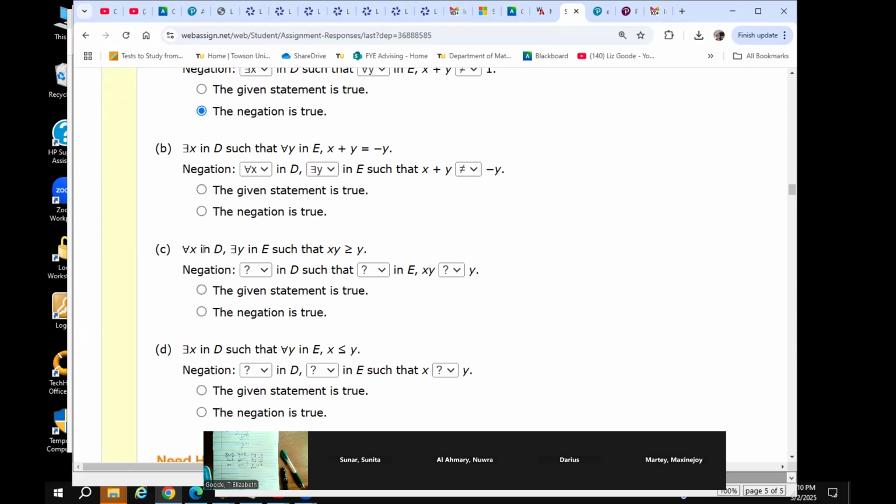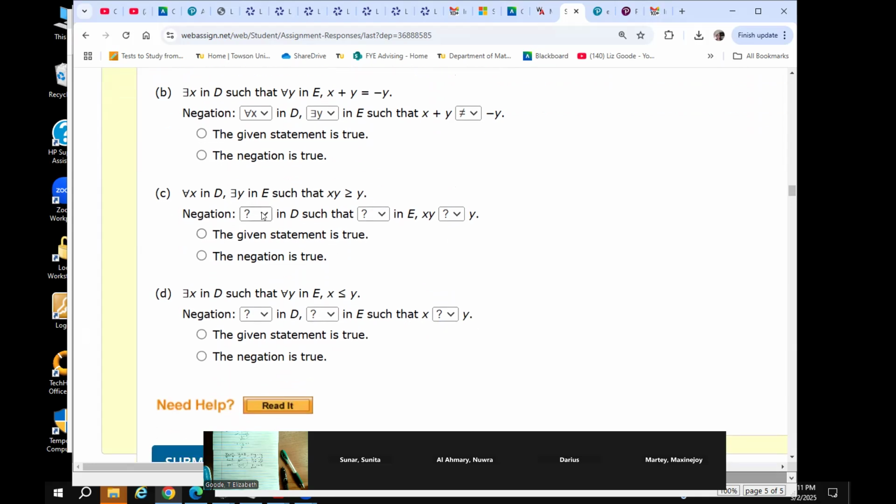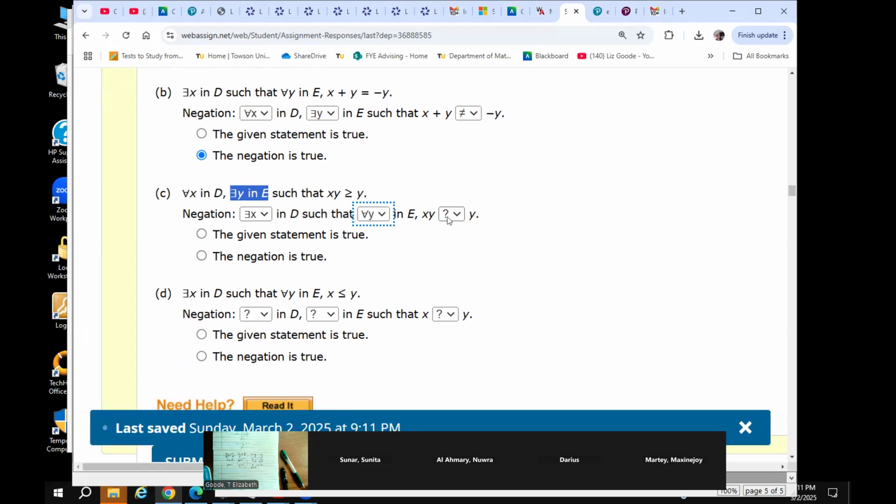What about this one? For every x in D, there's a y in E such that xy is greater than or equal to y. Let's try to just get the negation right. What happens to the for all x in D? There exists an x in D such that for all y in E, what happens?